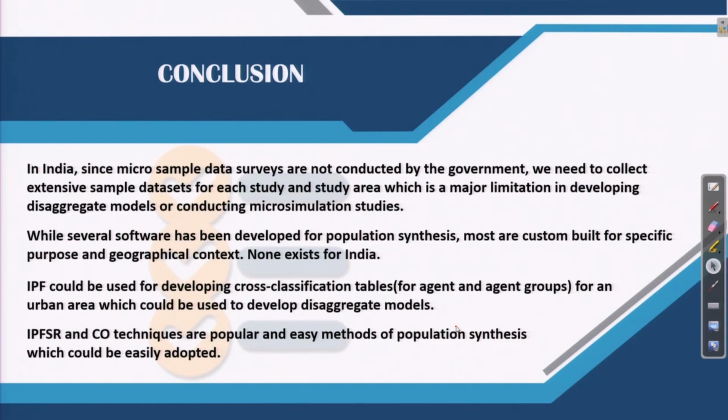And then IPF could be used for developing cross classification tables for agents and agent groups for an urban area, which could be used to develop disaggregate models. And again, once we have cross classification tables using IPF, we can use that cross classification data to run discrete choice models to predict values for other variables, which can also be added into the IPF procedure, and we can have more categories or more cross classifications. Then IPF, SR and CO techniques are popular and easy methods of population synthesis which could be easily adopted.